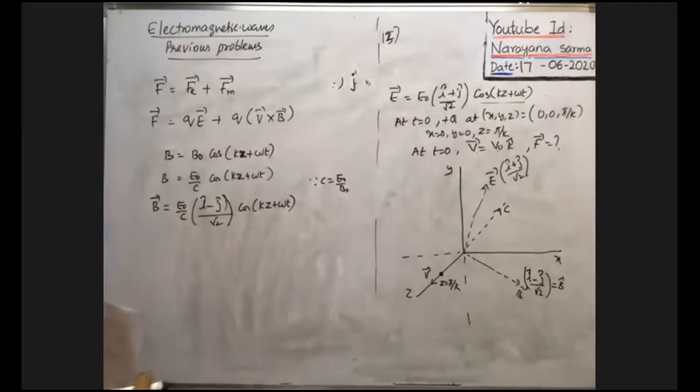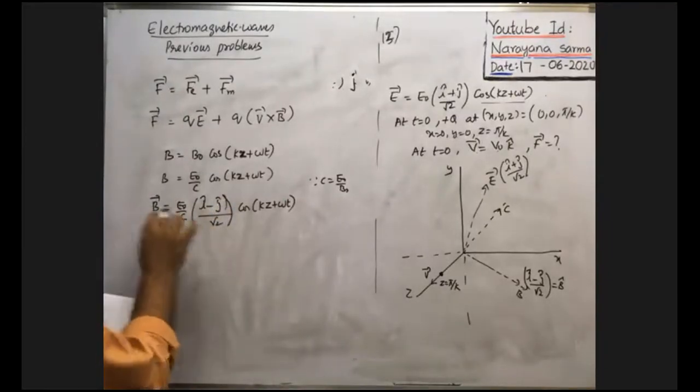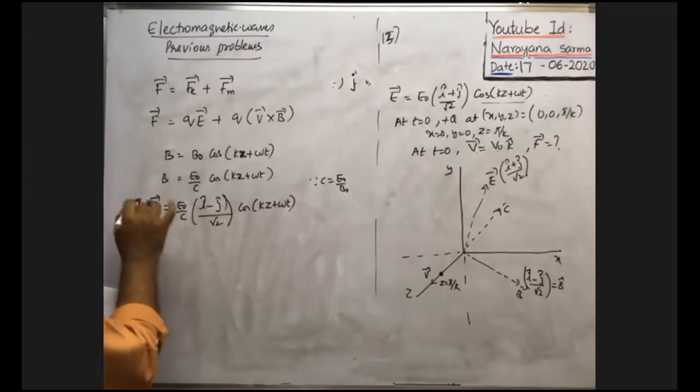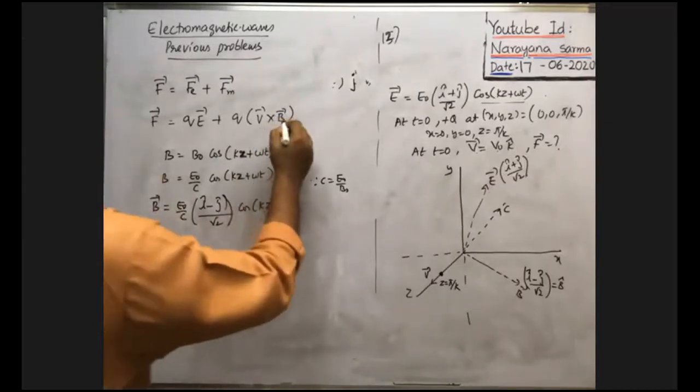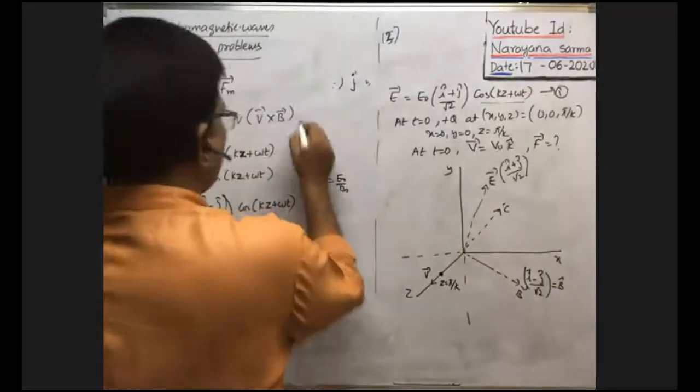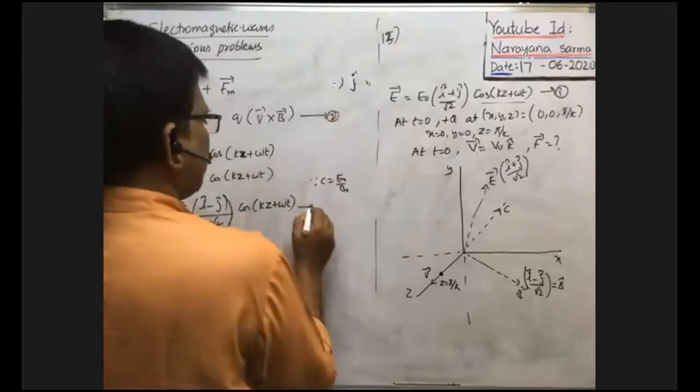cos(kz + ωt). This is the direction of the magnetic induction. Now this is the magnetic induction in vector form. This is equation 1, this is equation 2, this is equation 3.